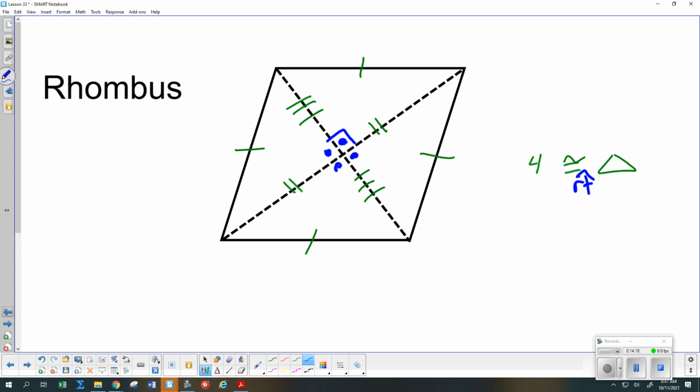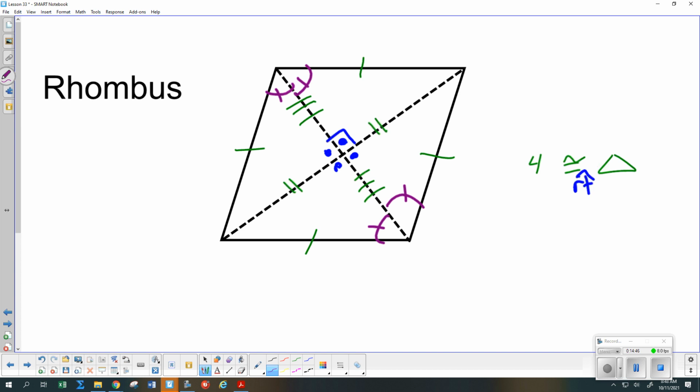So if we come back to this picture here, if I take across from two tick marks, I have this angle, and I have this angle, and I have this angle, and I have this angle. Those are all across from the two tick mark sides, right? So they have to be corresponding angles, so those four all have to be congruent.